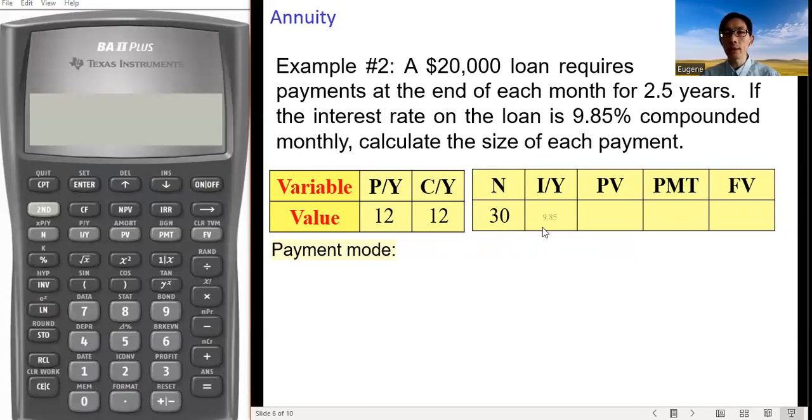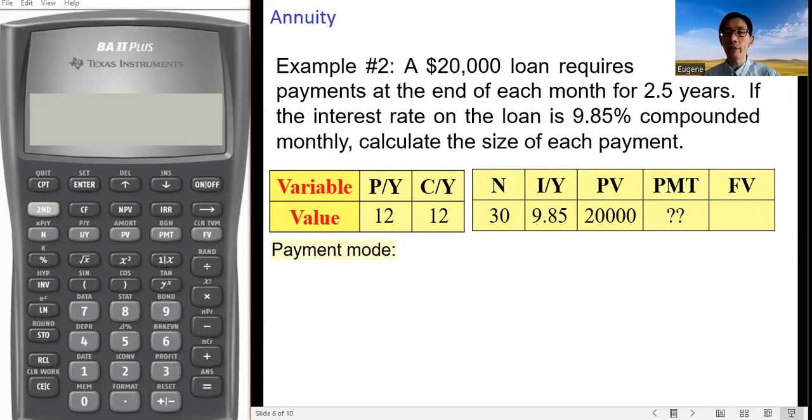The nominal rate, 9.85. PV, 20,000. This is the loan. You receive the loan at the time of the borrowing. So this $20,000 is a cash inflow, and this amount denotes the present value. And PMT is the payment amount. We need to compute it.